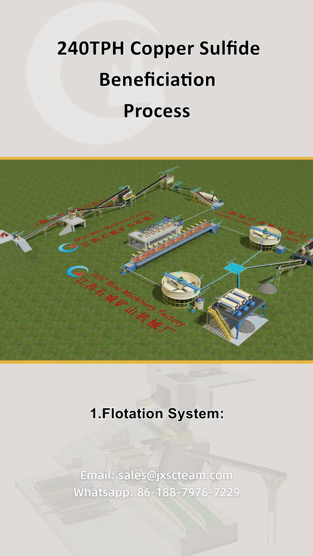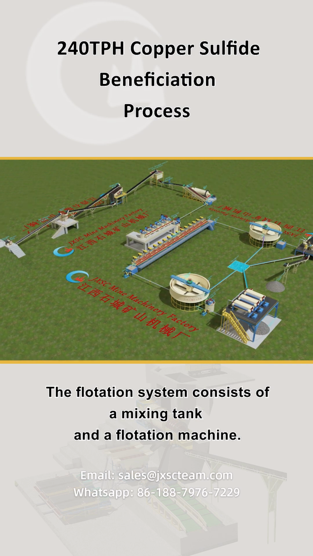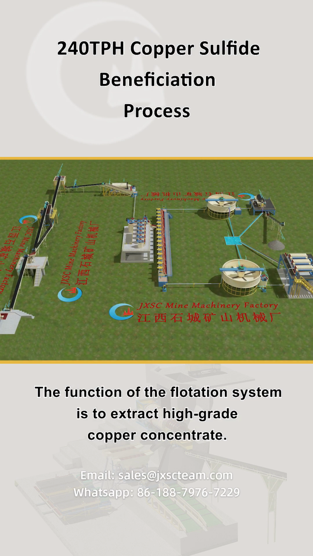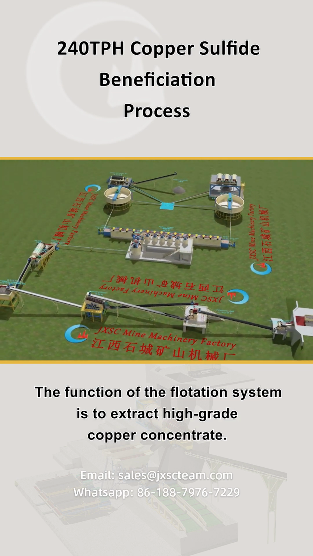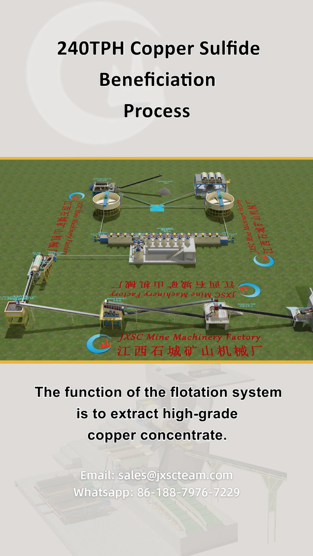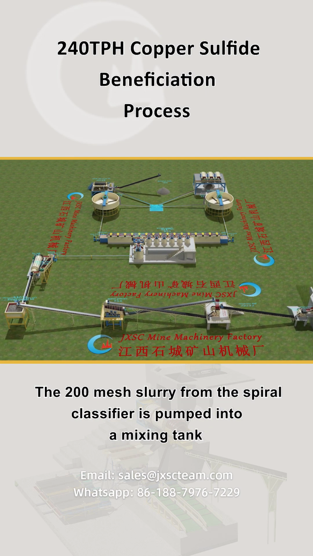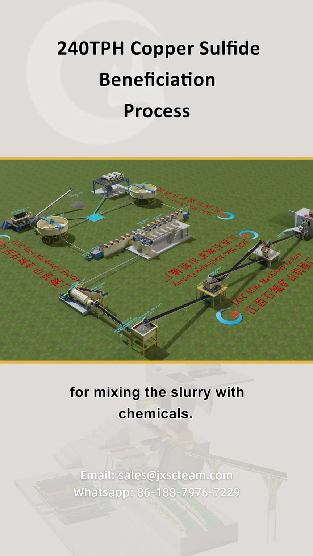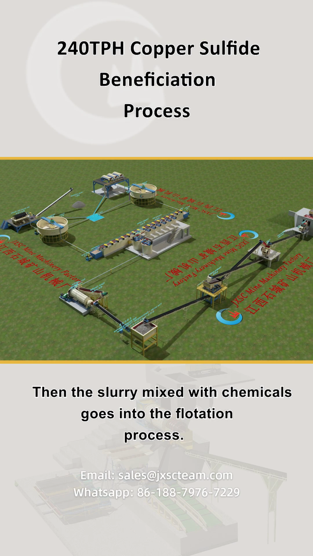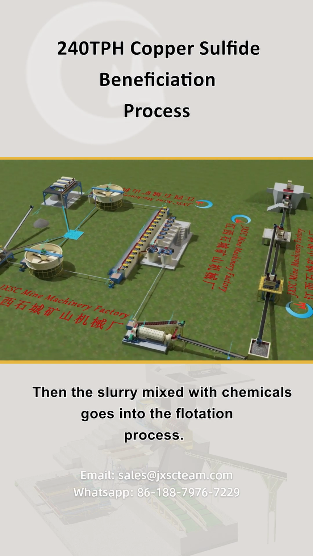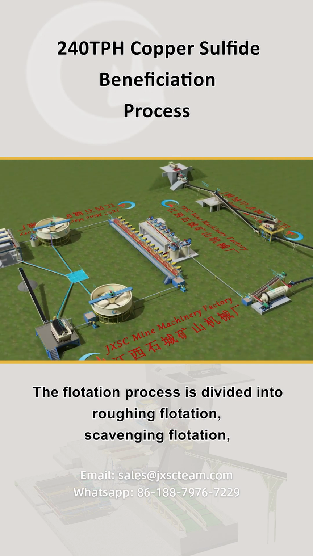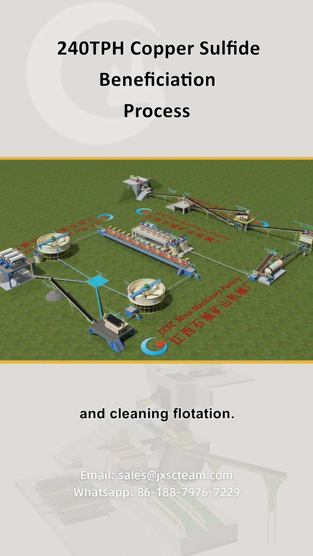3. Flotation system. The flotation system consists of a mixing tank and a flotation machine. The function of the flotation system is to extract high-grade copper concentrate. The 200 mesh slurry from the spiral classifier is pumped into a mixing tank for mixing the slurry with chemicals. Then the slurry mixed with chemicals goes into the flotation process. The flotation process is divided into roughing flotation, scavenging flotation, and cleaning flotation.